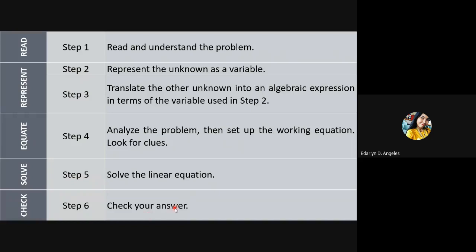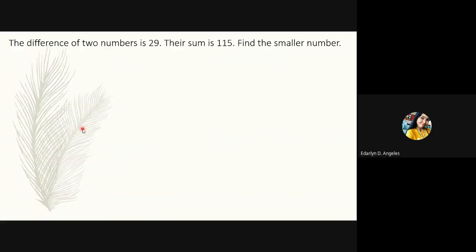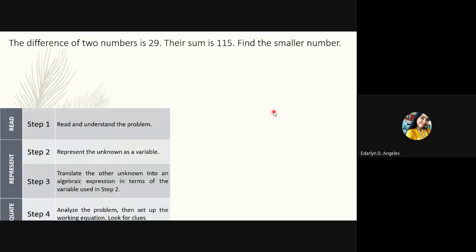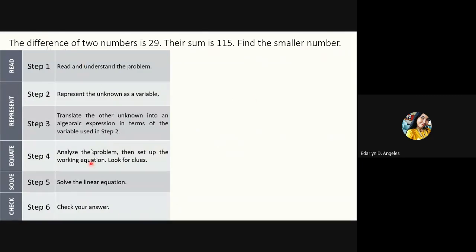Okay? So I will be giving you 2 examples and then later on you have to answer the practice exercises. The first example would be: the difference of two numbers is 29. Their sum is 115 and we need to find the smaller number. All right. So for us to be guided, I put here the 6 steps. So let us have the first step, step 1. Read and understand the problem.